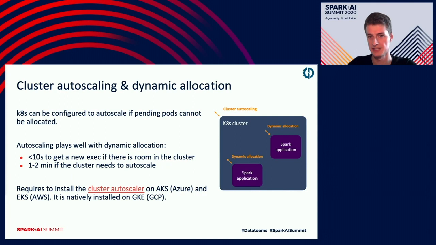One cool setup that you can do with Spark on Kubernetes is having Spark applications with dynamic allocation activated and autoscaling on the cluster. So when the Spark application requests a new executor, it takes a few seconds to create a new pod if there's room on the cluster. But if there isn't, the cluster will scale up, and it usually takes 1 or 2 minutes to get a new node from the cloud provider. This in practice is a major cost saver.